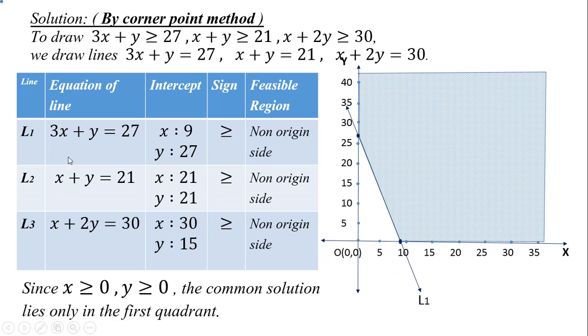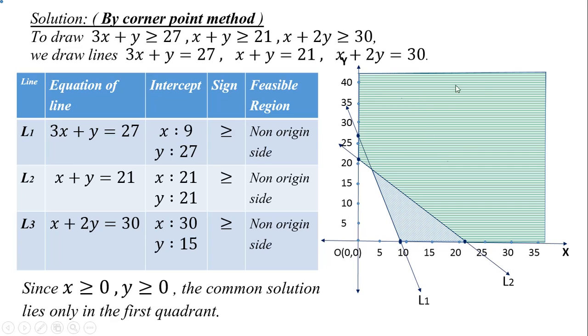Now the second line. Here the x-intercept is 21, and the y-intercept is also 21. So here we have this point (21, 0), and here we have (0, 21). Now we join these 2 points and we draw this line L2. Now here the non-origin side of this line is the solution set of this second inequation. So we denote the solution set by this region, this greenish region.